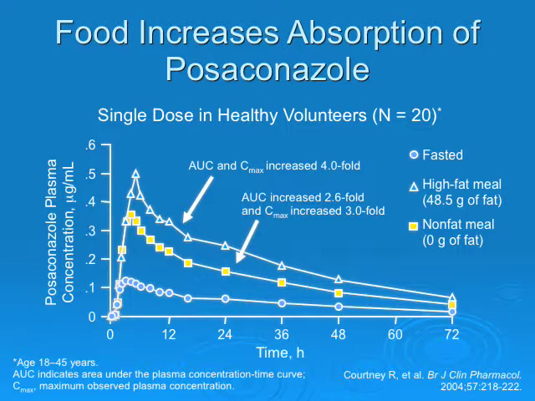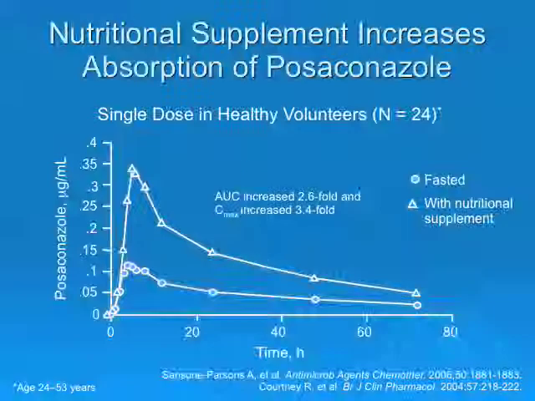But if you look at a non-fat meal, you still get an AUC 2.6-fold higher than fasting and Cmax 3-fold higher, and that's clinically meaningful. So if we can get patients to take it even on a non-fat meal or comparably with a nutritional supplement, so this is like 1 can of Boost Plus or Ensure Plus, you can get a comparable effect to what you get with a non-fat meal.